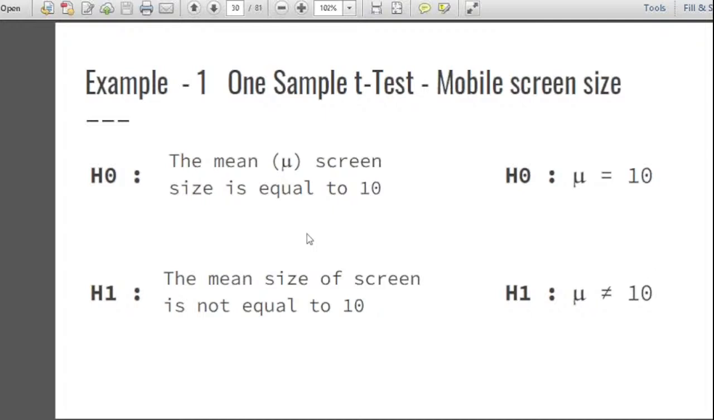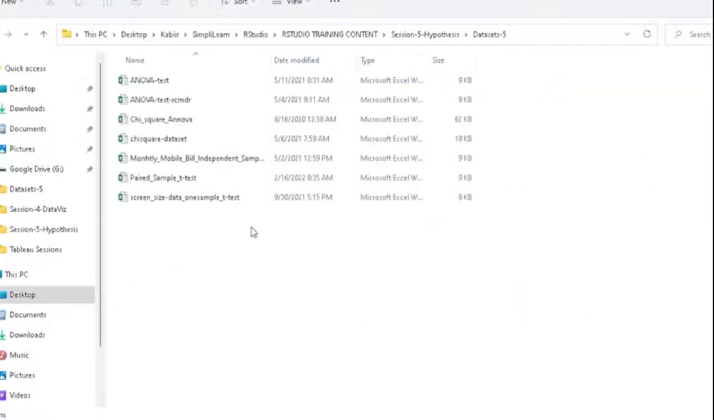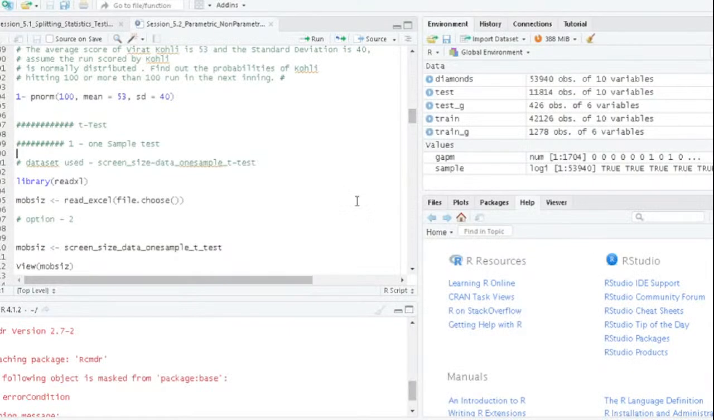H1, H0 is clear to all of you. Type yes, fine. It's okay. Right? Okay, great. Now R Commander, I'll show you, but there is some issue with R Commander.